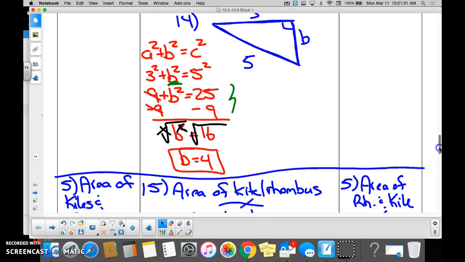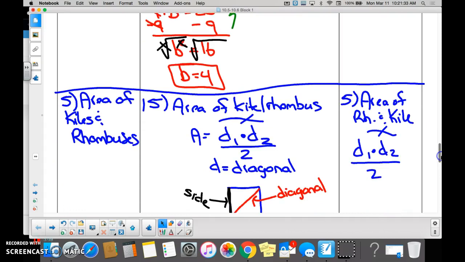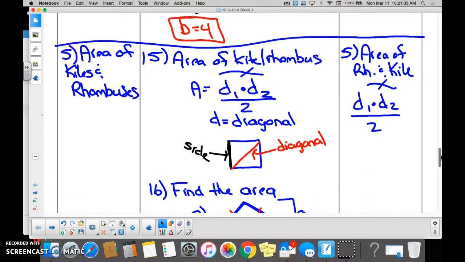And then kites and rhombuses. What's the formula to calculate the area of a kite and rhombus, on the count of 3? 1, 2, 3. Diagonal 1 times diagonal 2 divided by 2. And is this right here a diagonal? No. Is this? Yes, because they are connecting non-consecutive vertices. Not sides, not consecutive vertices.